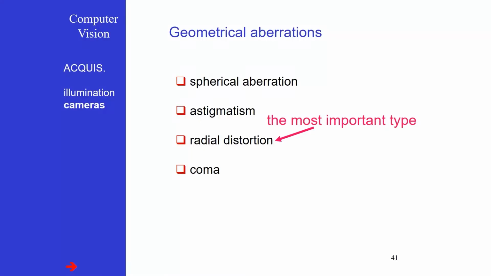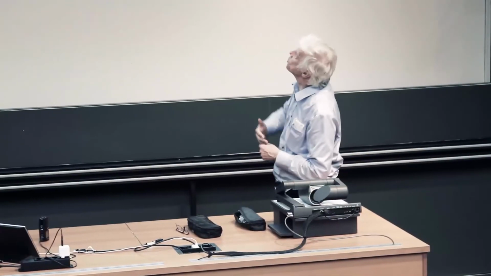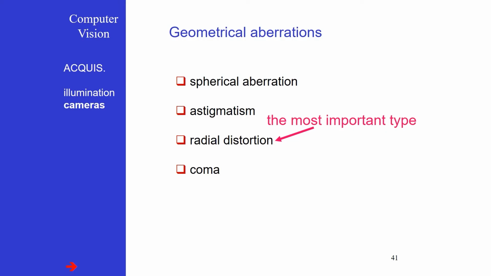So there are all kinds of aberrations, so we won't dwell too much on them. Here are a number of the most often mentioned ones. We have spherical aberration, astigmatism, radial distortion, coma. These are all geometrical aberrations. And by the way, radial distortion is the one to worry most about, and it's one that we can correct to some degree with software. So that's good.